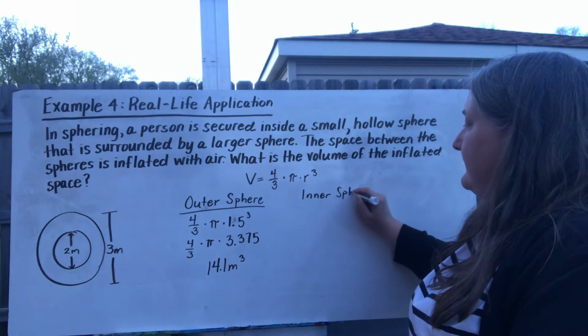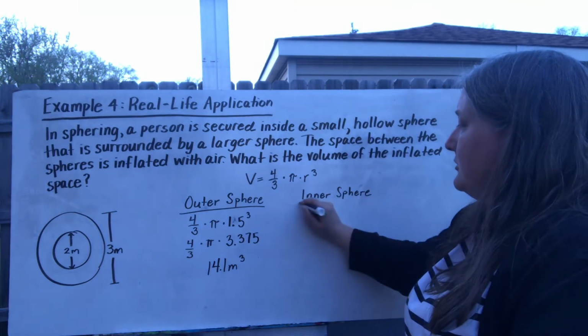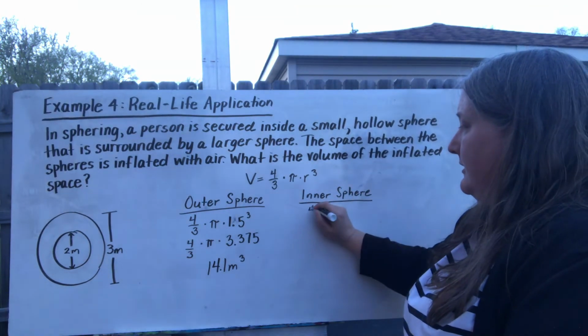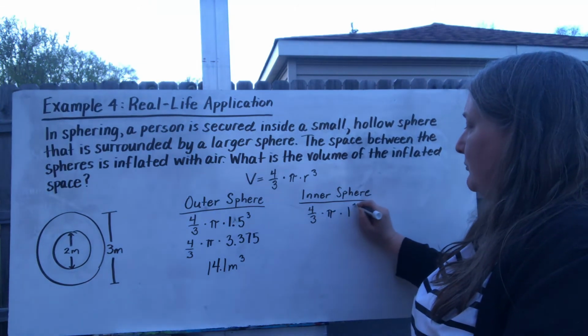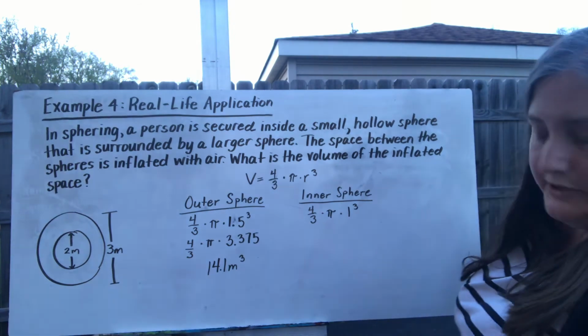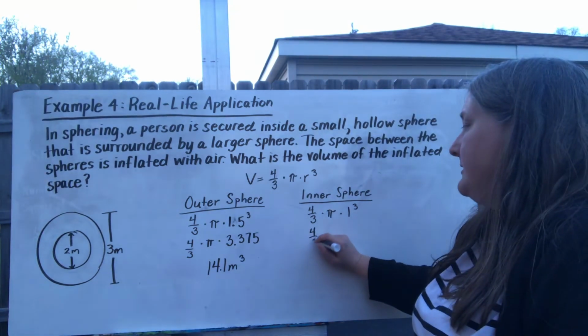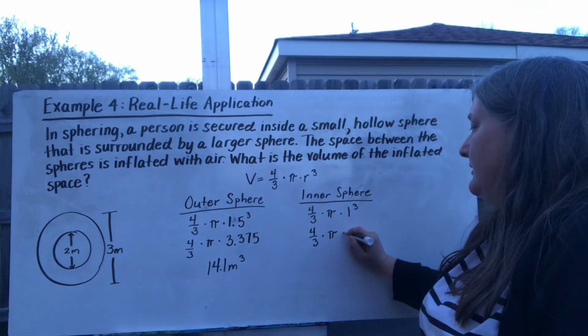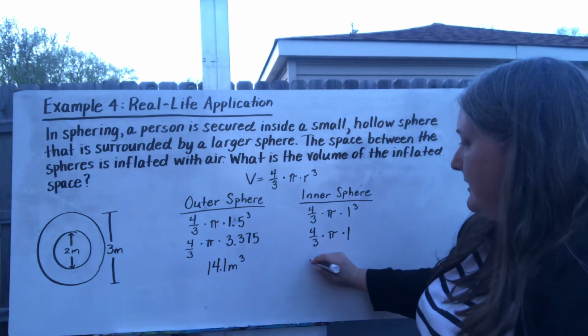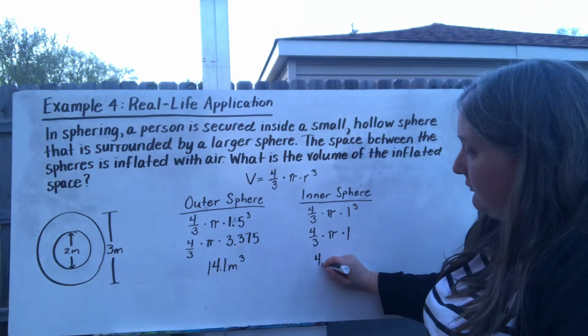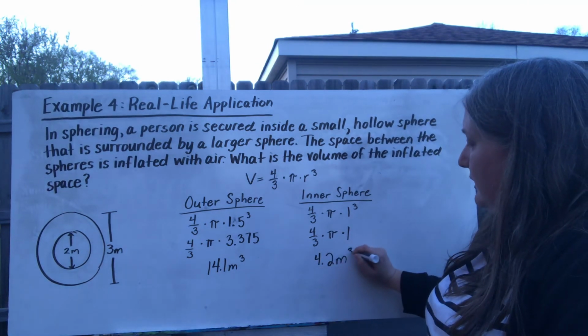I'm going to follow this same process to find the volume of the inner sphere. So 4/3 times pi times 1 to the third power. So 1 to the third power is just going to be 1. So 4/3 times pi times 1 is approximately 4.2 meters cubed.